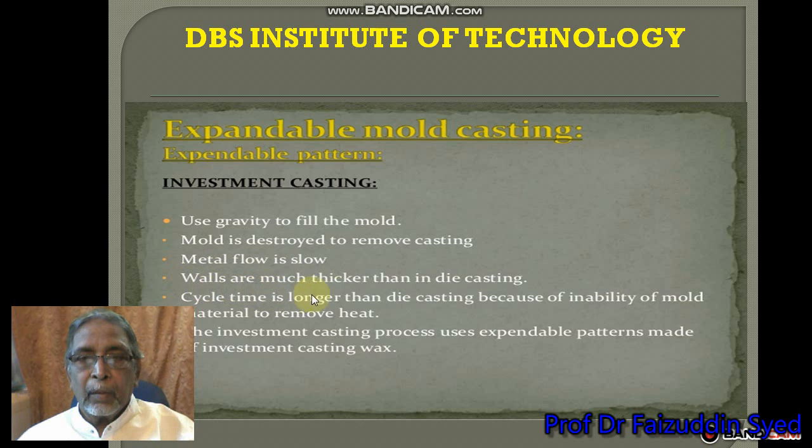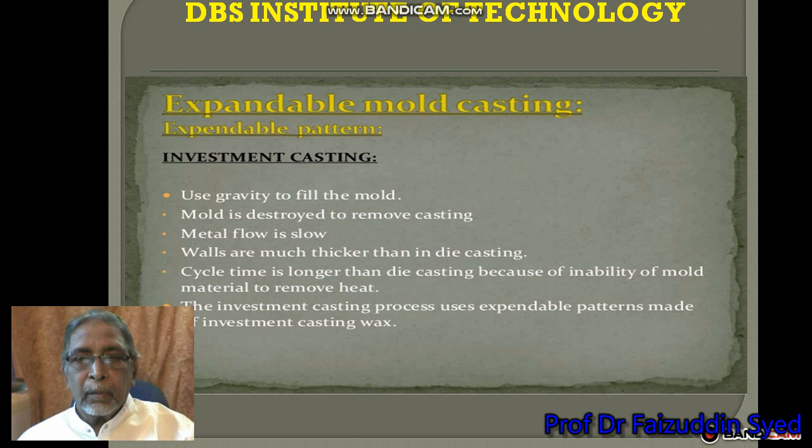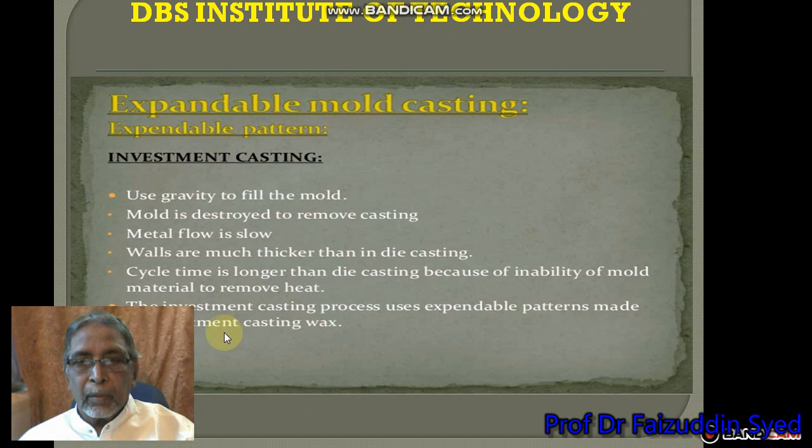The walls are much thicker than in die castings. The cycle time is longer than die casting because of the inability of the mold material to remove the heat. The investment casting process uses expendable patterns made of investment casting wax.